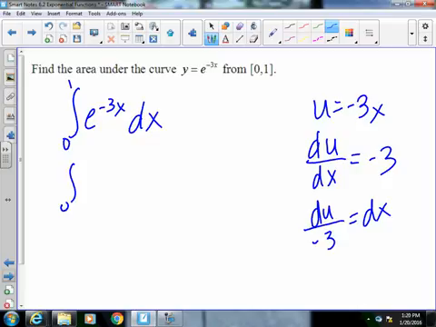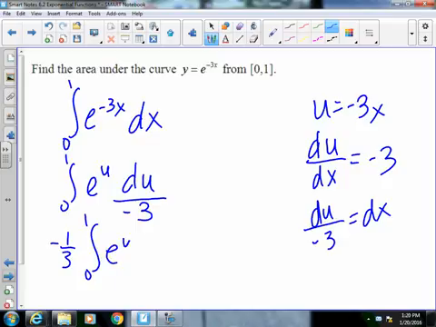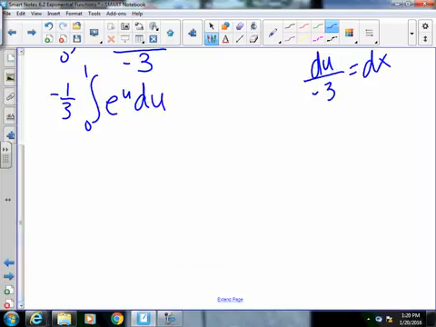We have the integral from 0 to 1 of e to the u times du over negative 3. And I can make that negative 1/3, 0 to 1, e to the u du. Now be careful, the 0 and 1 are x coordinates. So if I antiderive e to the u, I get e to the u. But u isn't really u. It's negative 3x, and I need that from 0 to 1.